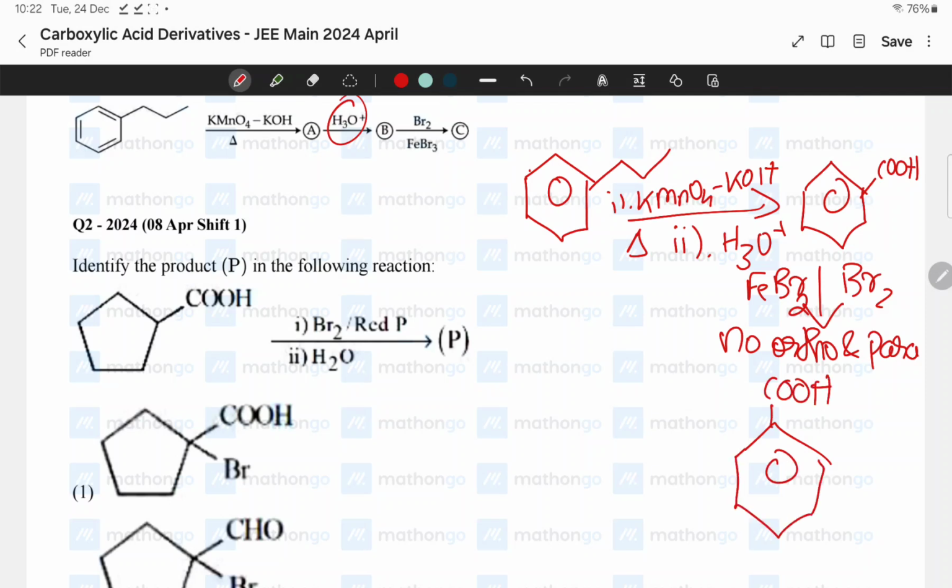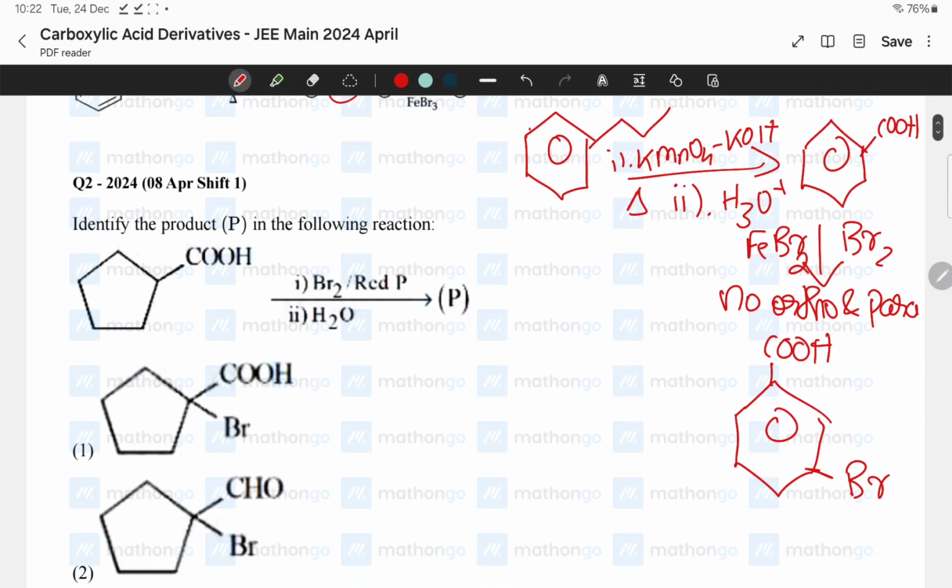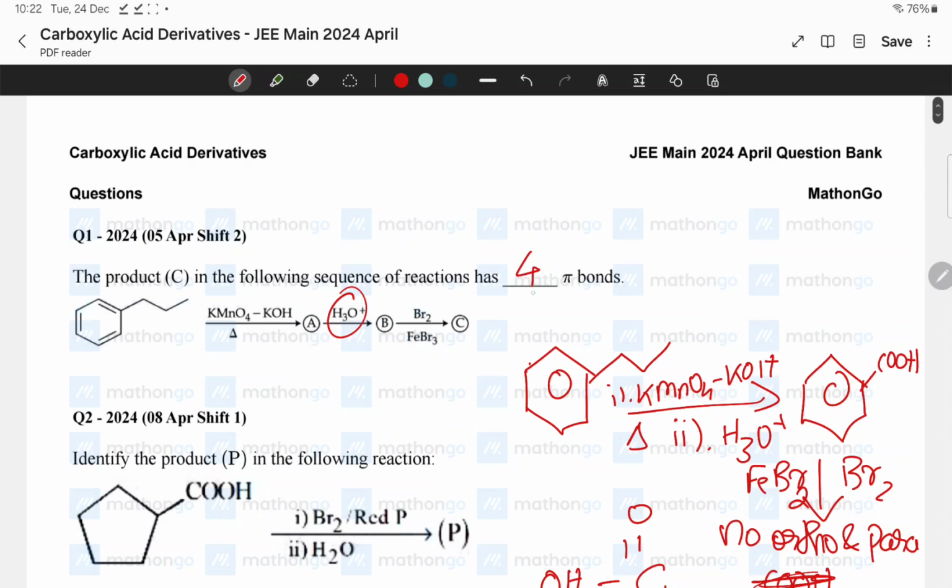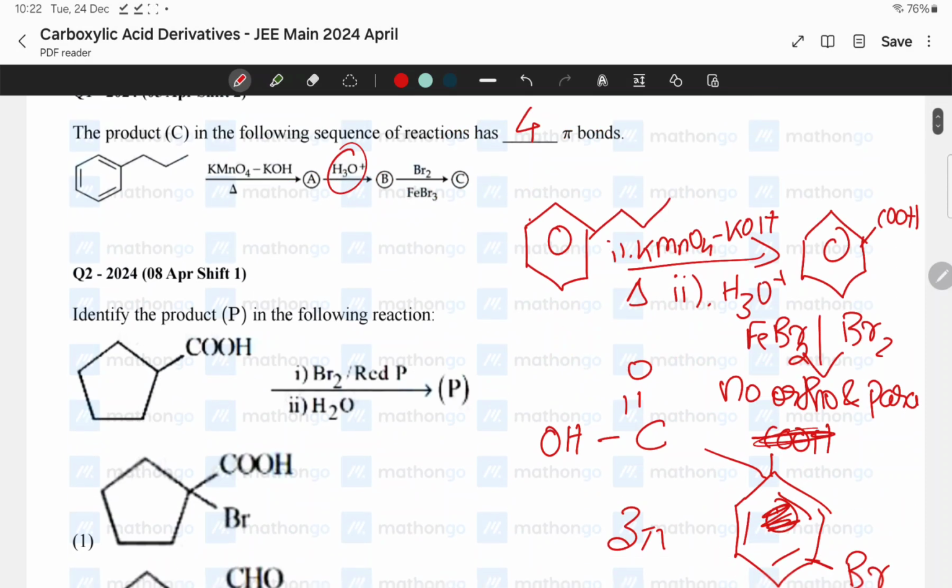COH and meta Br. How many pi bonds are here? Just 1, 2, 3. So 3 pi bonds here, and in the COH the structure will be this thing. How many pi bonds? 2, 3, 4. So 4 pi bonds. That's the answer.